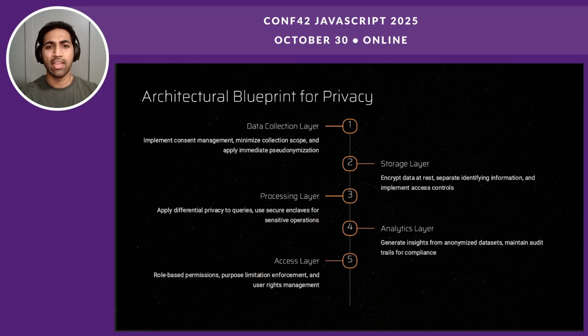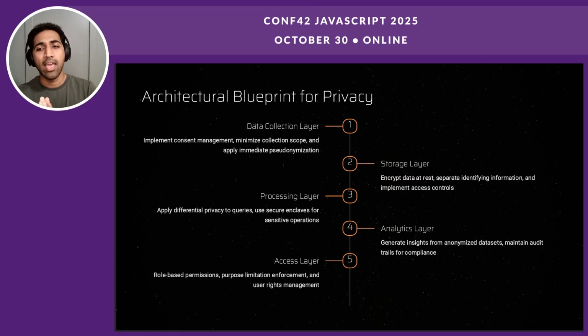First thing is the layer one is data collection. So we implement consistent consent management and minimize collection scope and immediately apply pseudonymization using browser APIs. So right as you bring data, you're very cognizant of what you're bringing into the system instead of just bringing all kinds of data.